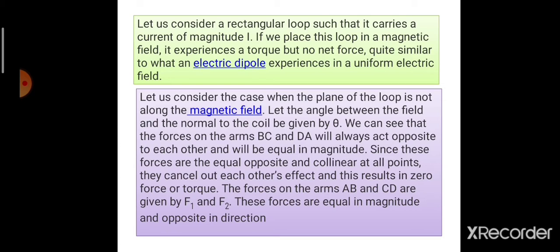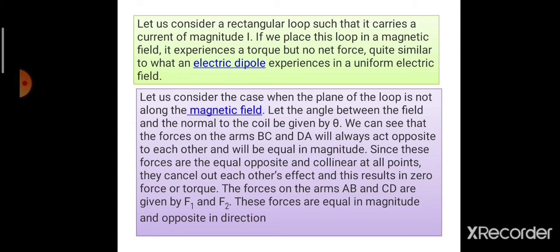So let us consider a rectangular loop such that it carries a current of magnitude I. If we place this loop in a magnetic field, it experiences a torque but no net force, which is similar to what an electric dipole experiences in a uniform electric field.